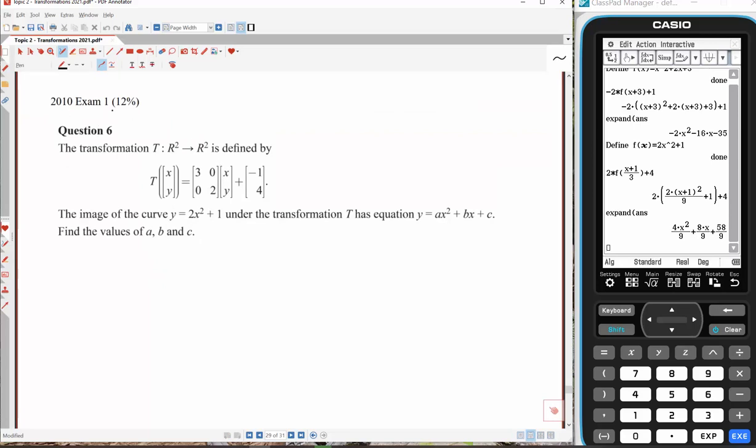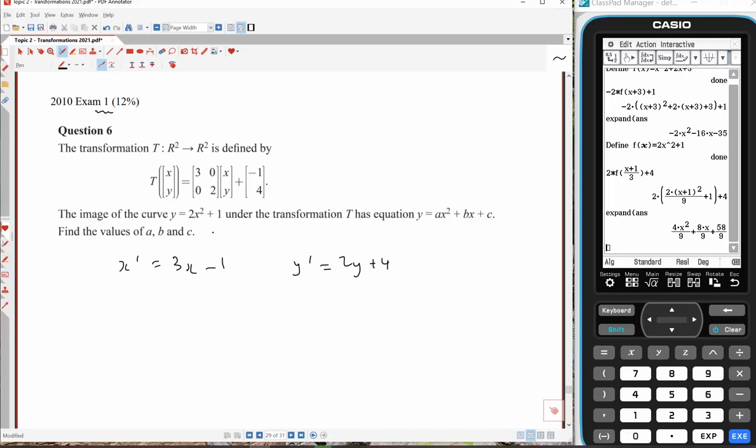Okay, so I'm just going to redo this 2010 exam 1 question because I actually did the thing on the calculator, not realizing that it needs to be done by hand. I'll still show you how to do it on the calculator, but let's do it by hand first of all. So the image of this under this transformation has an equation of this form, and we want to find A, B, and C. So let's go x dash equals 3x take 1. I'm just going to work out the mapping. Y dash equals 2y plus 4.